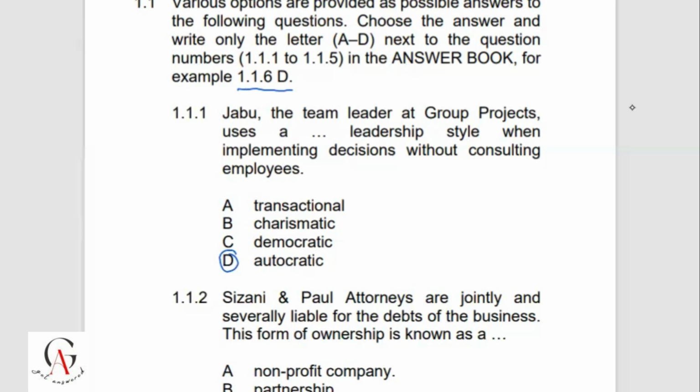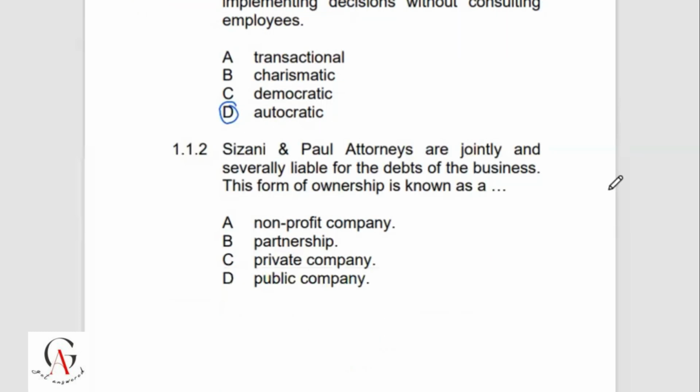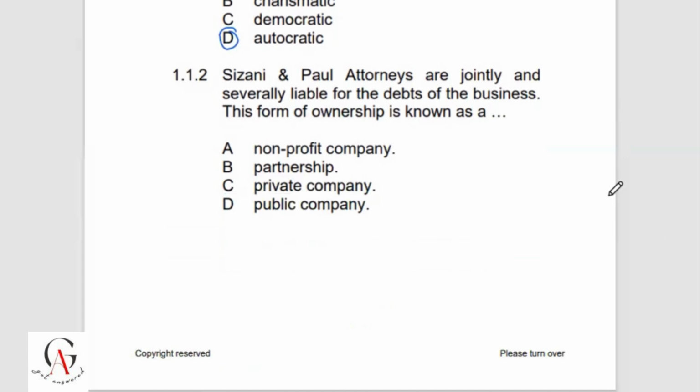Okay, right. So now let's check 1.1.2. So 1.1.2 reads as follows. Cezanne and Paul Artnes are jointly and severally liable for the death of the business. This form of ownership is considered as a partnership. So now it means our appropriate answer is going to be B.